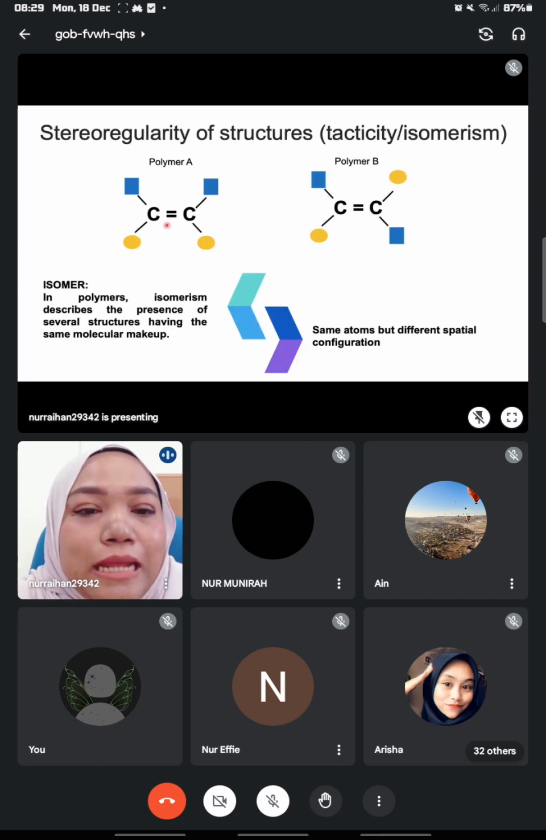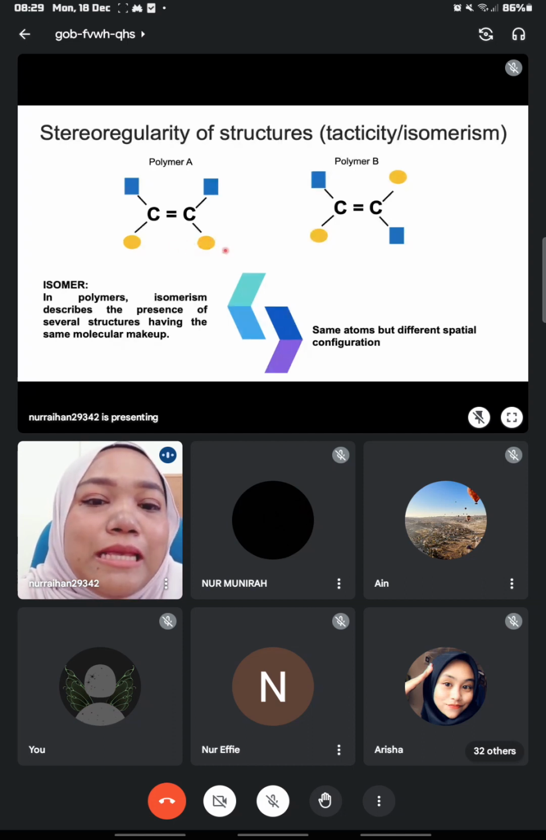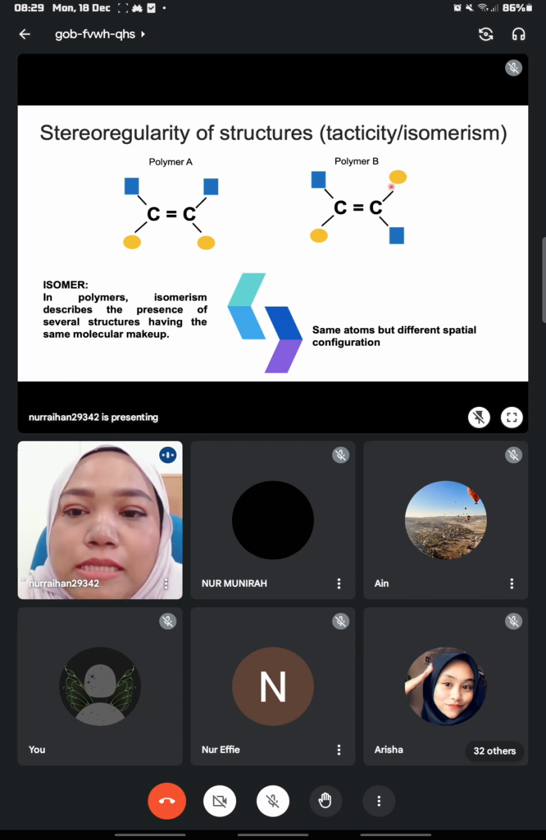Let's say in certain atoms they are placed on the same side, like this one. If you look here at the atoms, let's say the atom we mention as a circle, this yellow circle, they are placed in the same direction, on the same side. Meanwhile, in polymer B, although they have the same atoms as polymer A, the placement of the yellow atom is different. They are opposite to each other. The same goes for the blue one. So they are different in terms of placement.